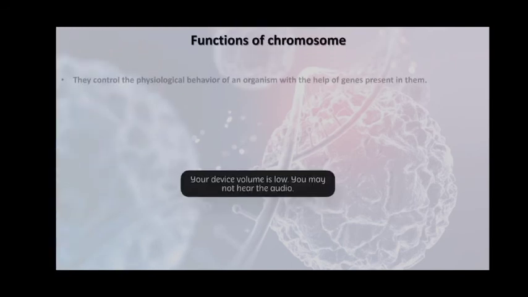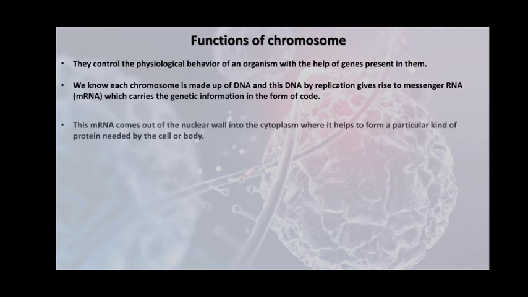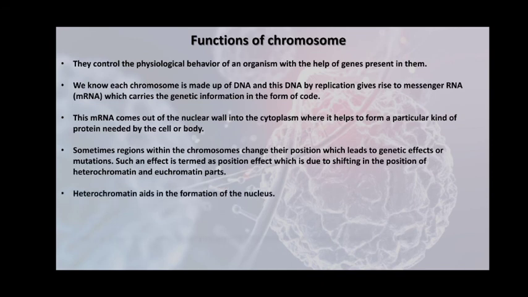Now, what are the functions of chromosome? Chromosomes can control the physiological behavior of an organism with the help of the genes which are present in them. We know each chromosome is made up of DNA, and this DNA by transcription gives rise to messenger RNA, which carries the genetic information in the form of code. The mRNA comes out of the nuclear wall into the cytoplasm, where it helps to form a particular kind of protein needed by the cell or the body. Chromosomes are a hereditary vehicle carrying genetic information from one generation to the other.